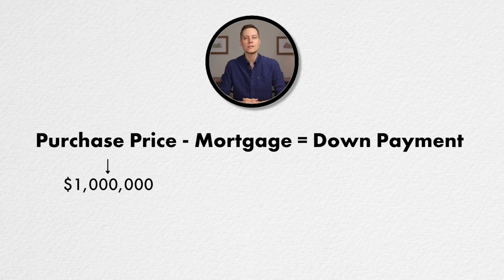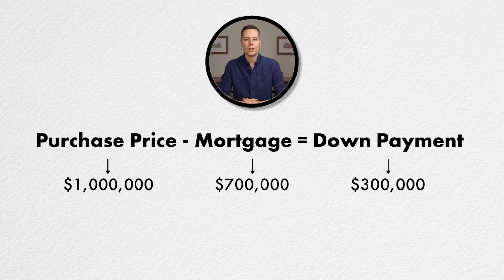For example, let's say you're buying a $1 million property and you have managed to save up, aside from land transfer taxes, closing costs, etc., $300,000 to go towards that $1 million purchase price. That $300,000 is your down payment, and you'll be getting a mortgage for the other $700,000. So you're putting down 30% and you're borrowing 70%.